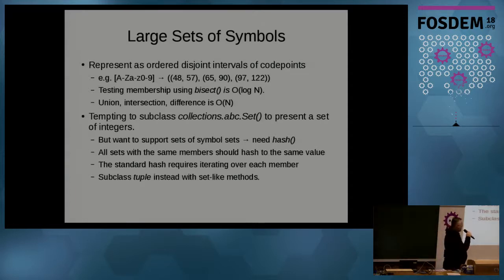The standard hash algorithm requires you to iterate over every element, so that's really slow if you've got lots and lots of integers in a set. So we subclass tuple instead and make it look a bit set-like. We could actually ignore the requirement that all sets with the same members are supposed to hash to the same hash, but I didn't want to do that, so that was a bit tricky.